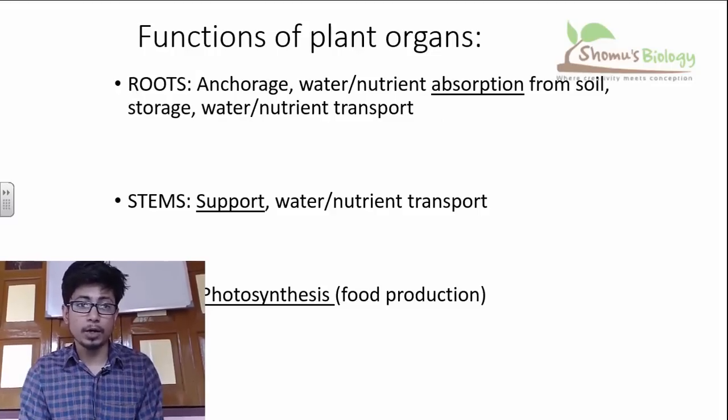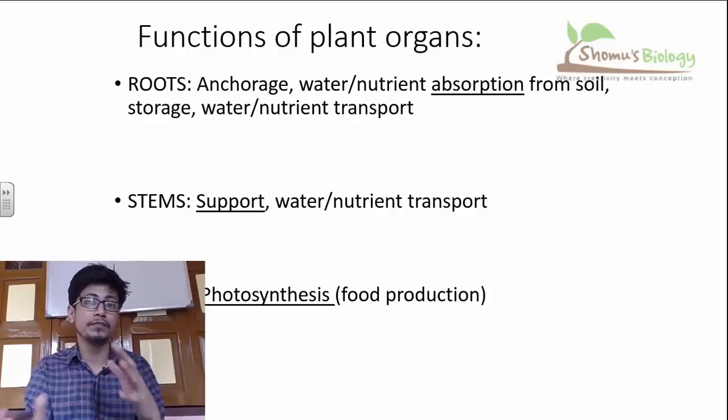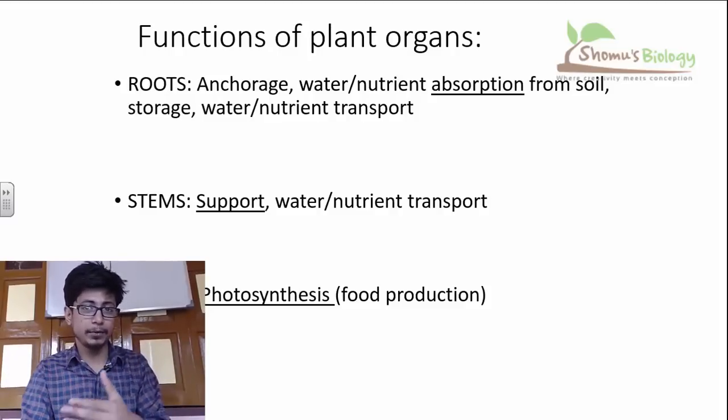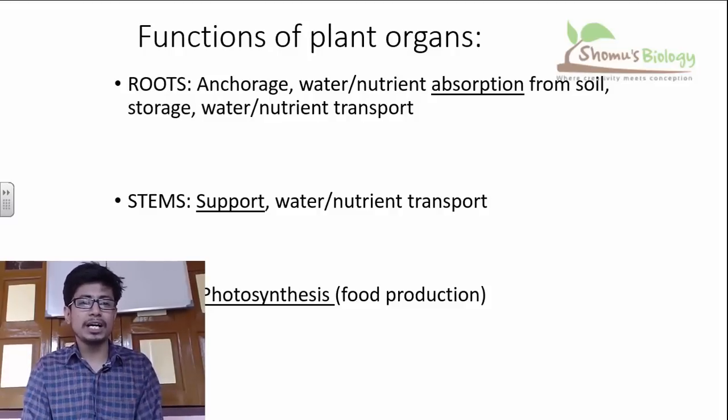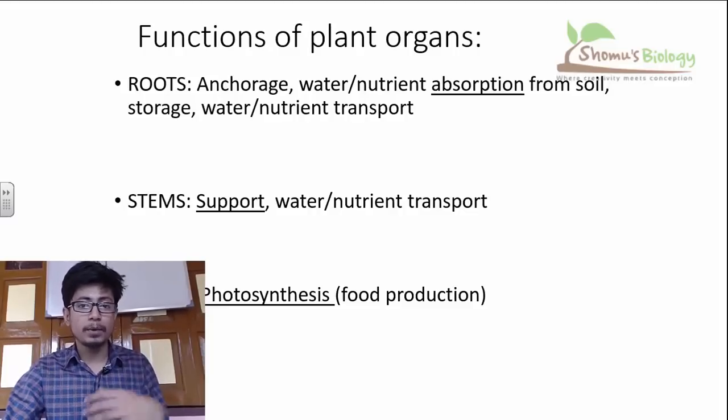So, functions of the plant organs. If you begin with the different plant organs, roots, stems, and leaves, because we divide them into three different parts to talk about them in much more detail, because I've told you I'll divide this in a way to understand more easily. Roots are the anchorage unit which helps in taking up water and minerals from the soil, water absorption from the soil, storage, and water and nutrient transport from the soil to every cell of the plant body. While stems give support and water and nutrient transport also, while leaves do the photosynthesis, the production of food.